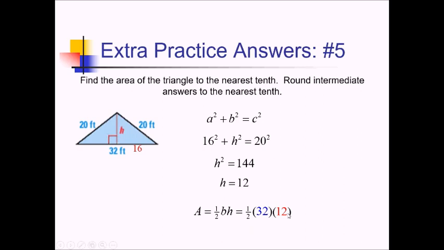6 times 30 is 180. 6 times 2 is 12. 180 plus 12 is 192. And we've got some units here. So that's going to be 192. For area, we have square units, so square feet.